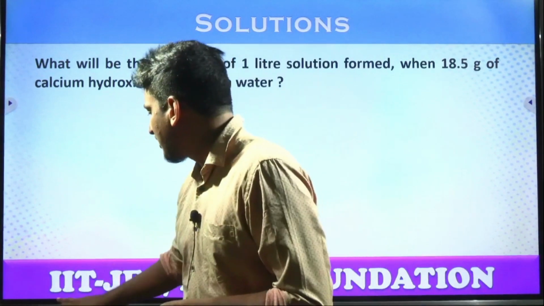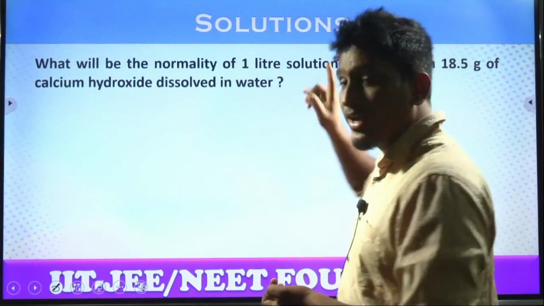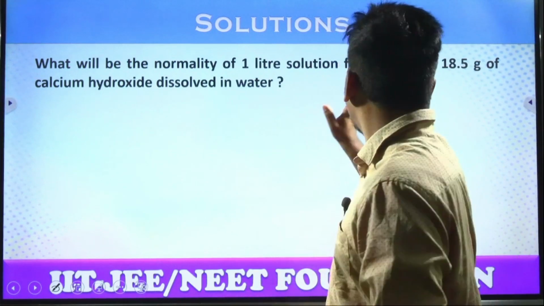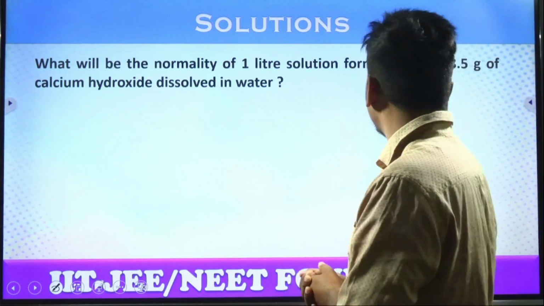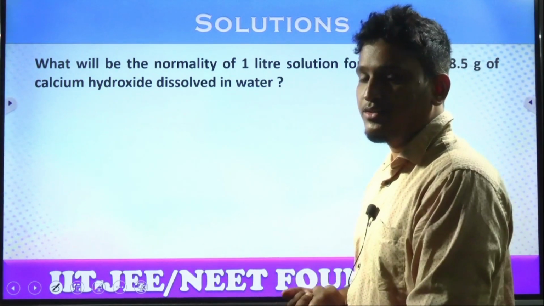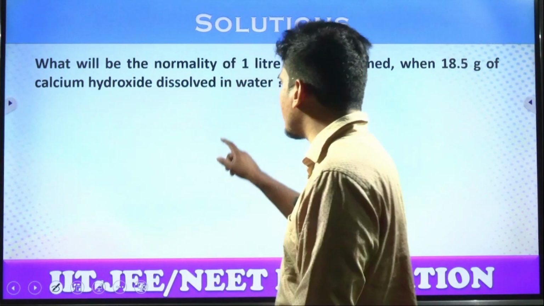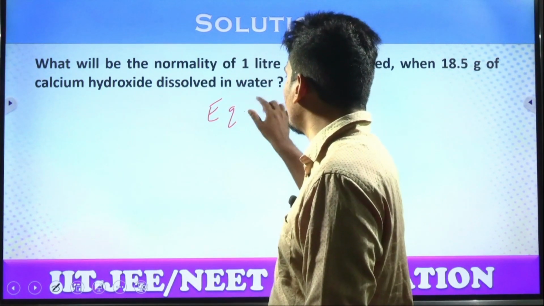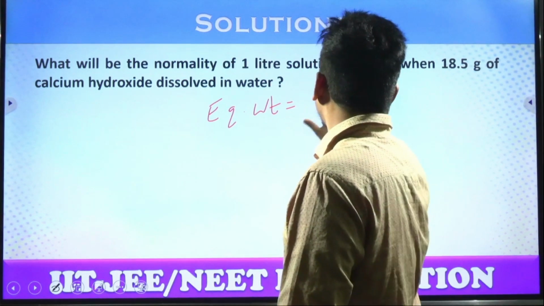So we have one numerical here to find the normality. What is the normality when 18.5 grams of calcium hydroxide is dissolved in water, with volume 1 liter? So first, what do we need to find, students? We need to find the equivalent weight. Yes or no? How to find the equivalent weight? Molecular weight by N factor.